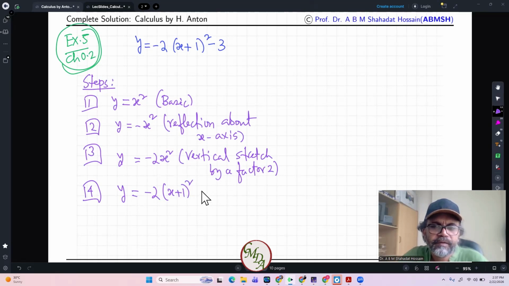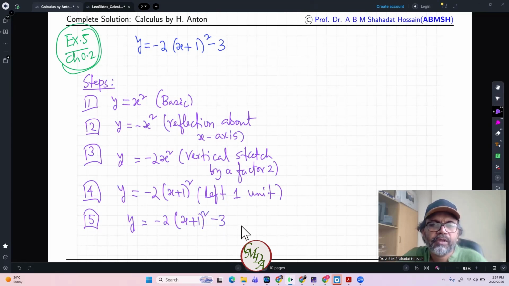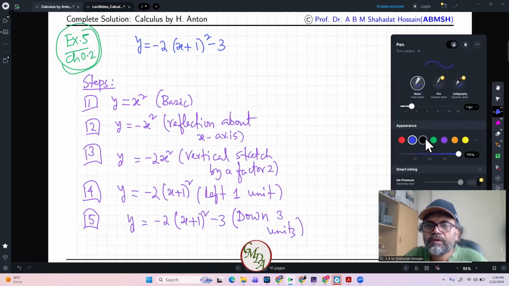So plus 1 with the x variable means we need to move the graph left 1 unit. And finally, we get our desired graph, which is y equals minus 2 times (x plus 1) whole squared minus 3. So we are adding minus 3 to the previous function, which is actually down 3 units. Okay, so let's start drawing here.